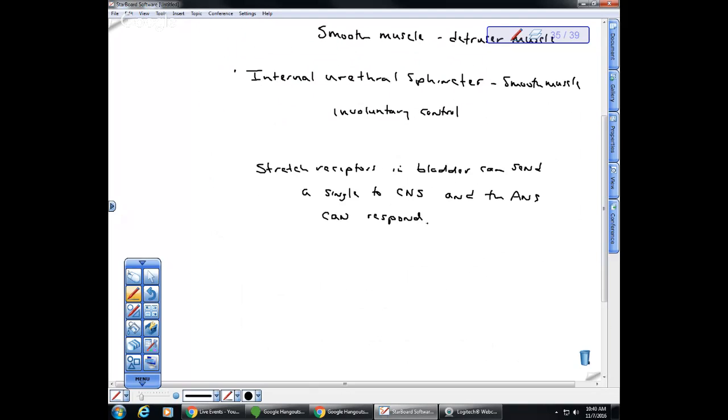So it is actually the parasympathetic nervous system that causes urine to be released. The parasympathetic division, remember, is not the fight or flight division, but the conservation of energy and relaxation. So the parasympathetic division causes urination, and the fancy word for it is micturition. So this is urination.